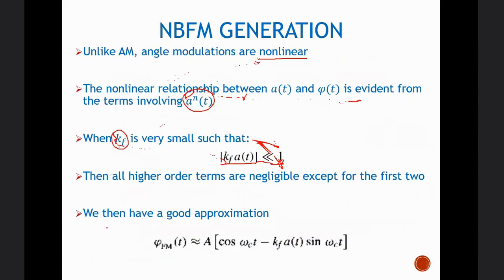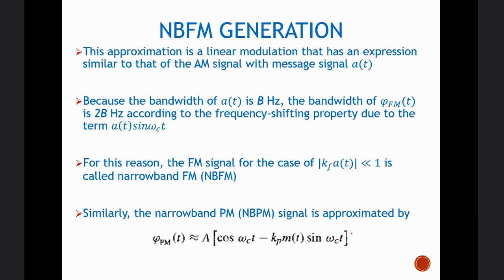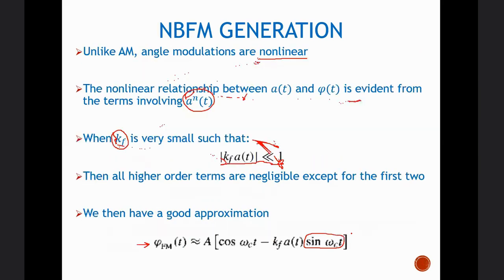And so we get this as the resulting FM signal, where only the first two terms are considered. If we look at this term, it's similar to an AM signal, except that instead of a cosine, we have a sine here, right? The rest of the signal looks just like an AM signal. So that means the bandwidth of this signal will now directly depend upon k_f a(t), right?